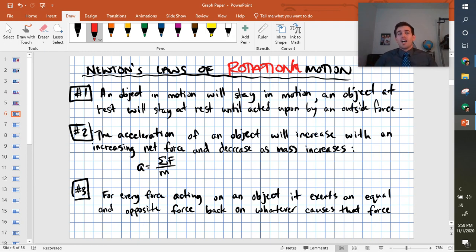Rule number one says in linear terms, an object in motion will stay in motion, an object at rest will stay at rest unless acted on by an outside force. If we want to change it to the rotational version, we can say an object in angular motion will stay in angular motion. An object at rest will stay at rest until acted on by an outside torque. The minute we have a torque acting on it, it can cause it to start spinning or slow its spinning down.